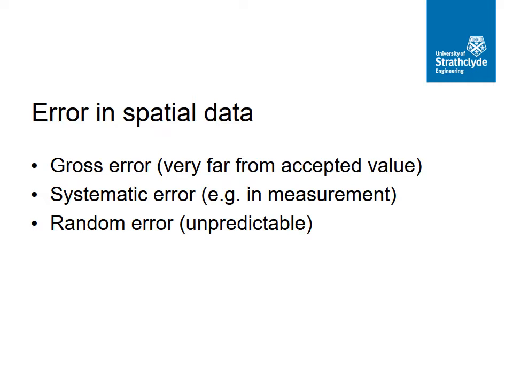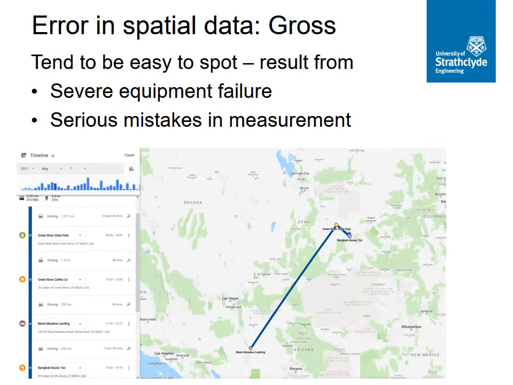So typically we distinguish between 3 types of error. There's the gross error, the systematic error, and the random error. And I'll just walk over those issues to explain what they are. Gross errors are really big errors, and it's a value which is often very obviously wrong.